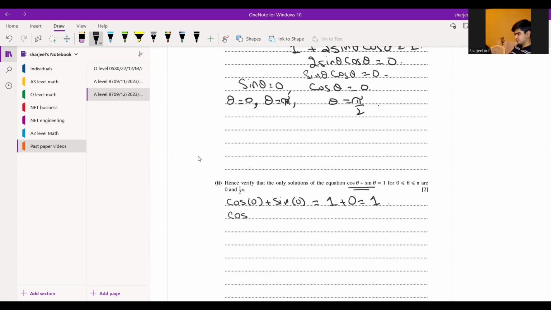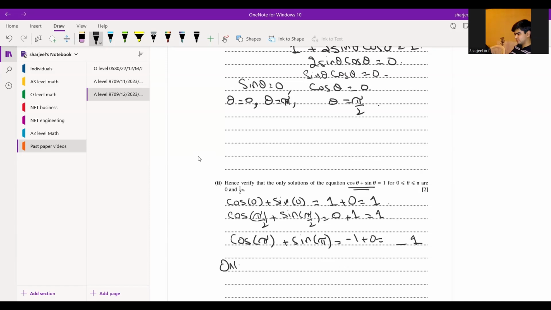For the second part, we will substitute pi by 2 and check whether they are equal to 1. In this case, cos 90 is 0, sine 90 is 1, answer is 1. So these are the two values, we have verified them. Now we'll check whether the third is satisfied, that's pi. In this case, we will get minus 1 plus 0. So pi does not satisfy the given equation.